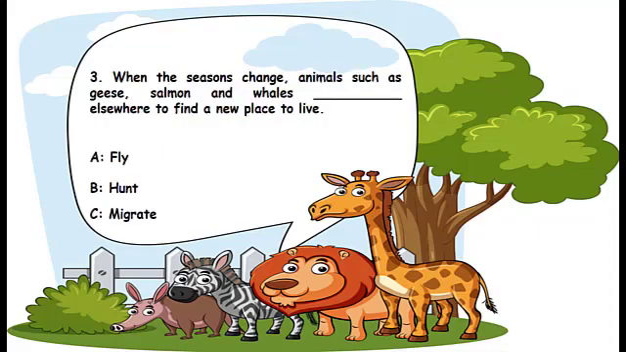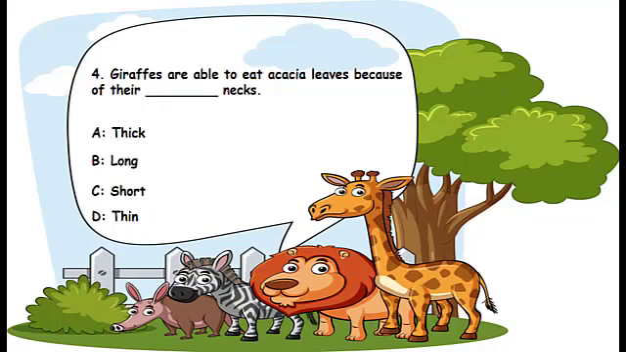When the seasons change, animals such as geese, salmon, and whales dash elsewhere to find a new place to live. Fly, hunt, migrate. The answer is migrate. Giraffes are able to eat acacia leaves because of their dash necks. Thick, long, short, thin. The answer is long neck.